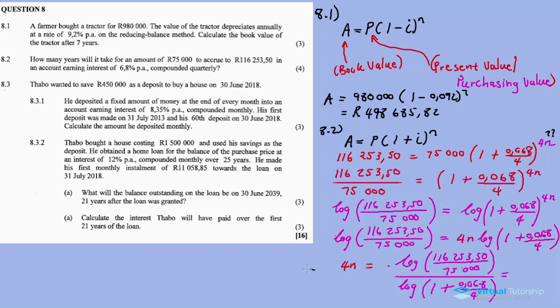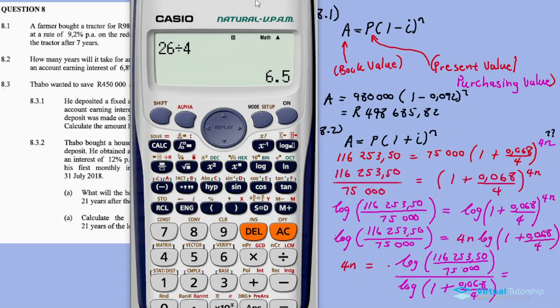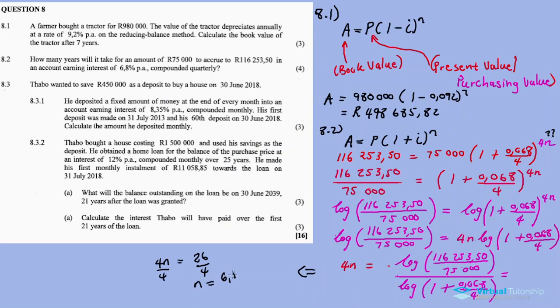So it's going to be 4n equal to 26. Divide both sides by 4. n is equal to 26 divided by 4, which is 6.5 years. Now you answer here too. This is our answer for 8.2.